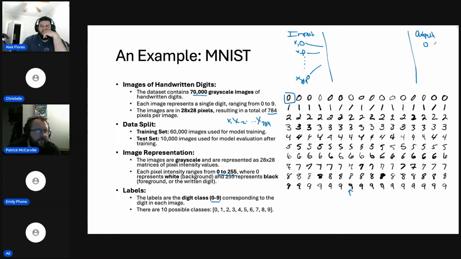So we have Y sub 1, Y sub 2, which maybe I should have just called that. This is the probability of 0. This is the probability of 1. This is the probability of 2, all the way up to the probability of 9. So we have 10 output nodes, and we will have a probability associated with each of these. Okay. So this is the data set.